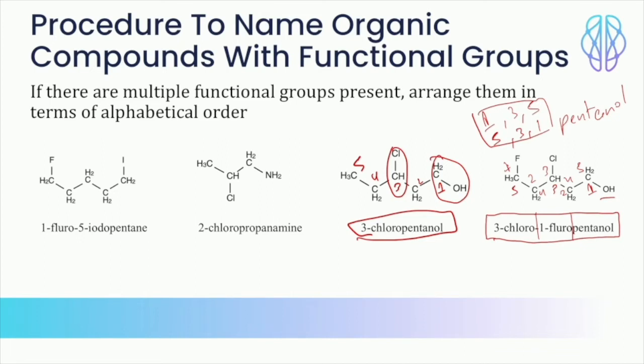The third thing you need to do is name it in alphabetical order, and that's the most important thing. So if I were to swap these around and call this 1-fluoro, 3-chloro, pentanol, it'd be wrong. So it'd be 3-chloro, 1-fluoro, pentanol. And when I say alphabetical order, organizing the functional groups in alphabetical order is the most important thing.